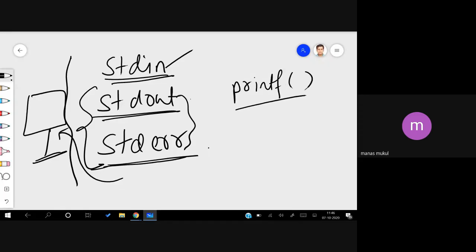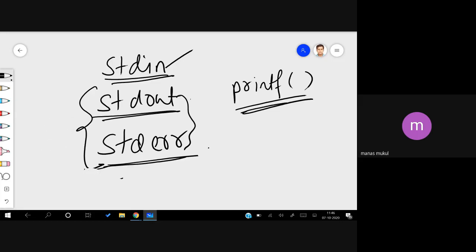Now, this printf is a function which has some kind of implementation and logic by which whatever you send as an input to its parameter will be displayed onto your standard output device, which is nothing but your monitor. So in order to do that, it has to take the service of the stdout stream. So in order to print anything using printf, you have to use this channel, this stream, which is the standard output stream.